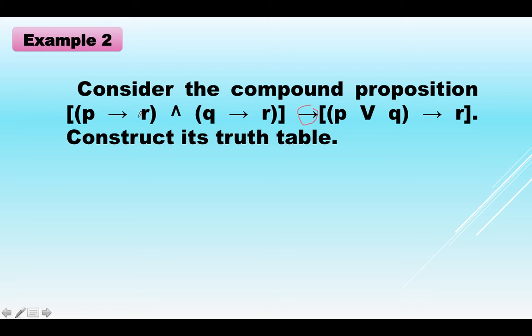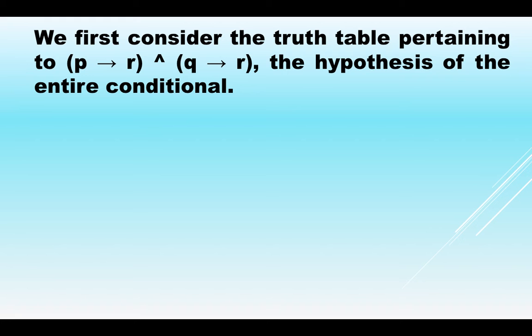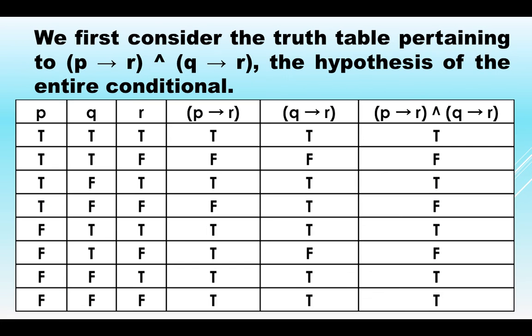So obviously our given truth values are 8 rows, using 2 raised to n. There are 3 primitive propositions involved, and so the truth table for the compound proposition has 8 rows. We first consider the truth table pertaining to P implies R, conjunct Q implies R. We have P, Q, R, and this is our truth table, or truth values.